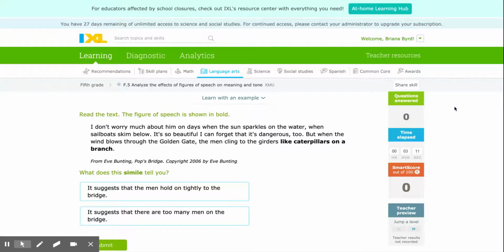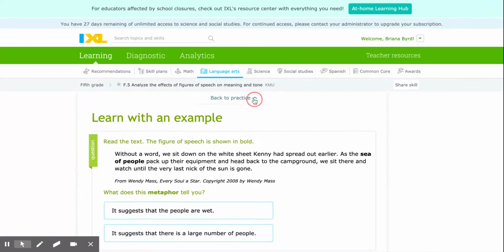Today we will analyze the effects of figures of speech on meaning and tone. Your task is to read the text, as well as the figure of speech that's in bold, and analyze what that figure of speech is telling you. Let's learn with an example.